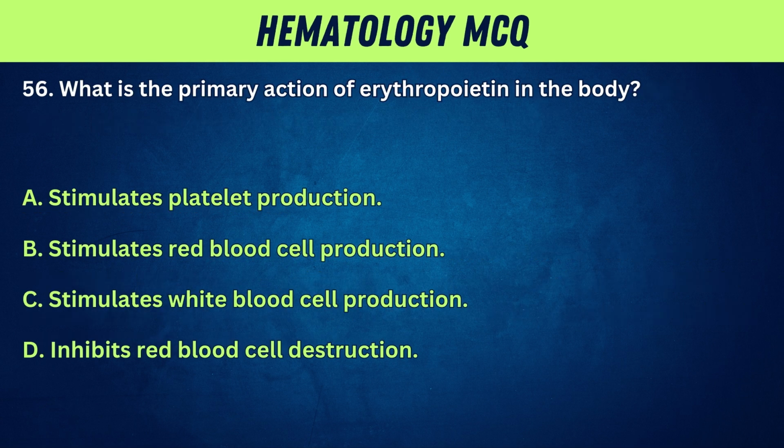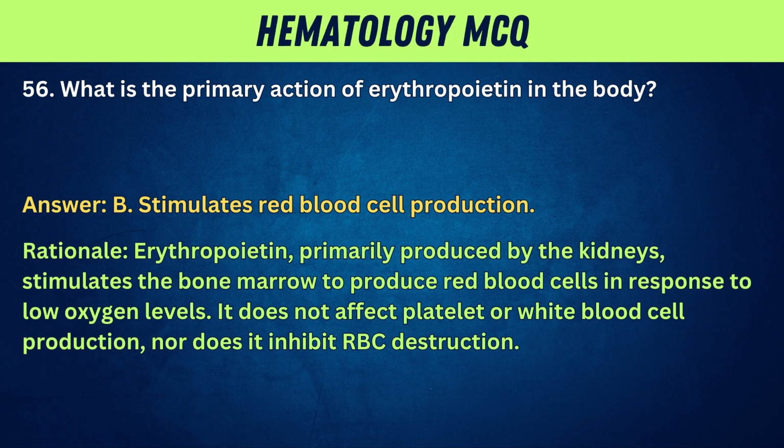56. What is the primary action of erythropoietin in the body? A. Stimulates platelet production. B. Stimulates red blood cell production. C. Stimulates white blood cell production. D. Inhibits red blood cell destruction. Answer: B. Stimulates red blood cell production. Rationale: erythropoietin, primarily produced by the kidneys, stimulates the bone marrow to produce red blood cells in response to low oxygen levels. It does not affect platelet or white blood cell production, nor does it inhibit RBC destruction.